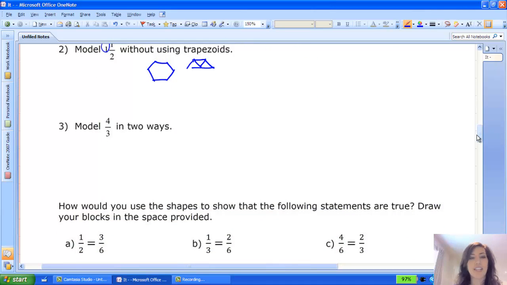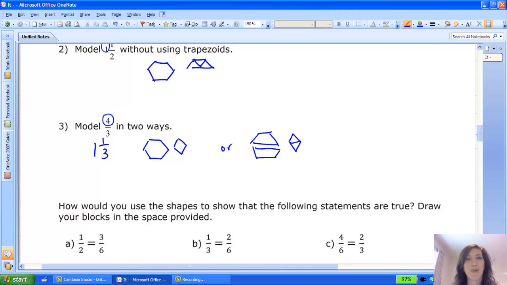Model 4/3 in 2 ways. Oh, so this is tricky because now our numerator, the 4, is a bigger number than our denominator, the 3. So we're going to learn how to change this into a mixed number. For now, I'll tell you that our mixed number is 1 and 1/3. So we could show 1 as the hexagon, and then we could show a parallelogram as our 1/3, or maybe we could use the trapezoids. And we could even use our triangles to show 1/3.